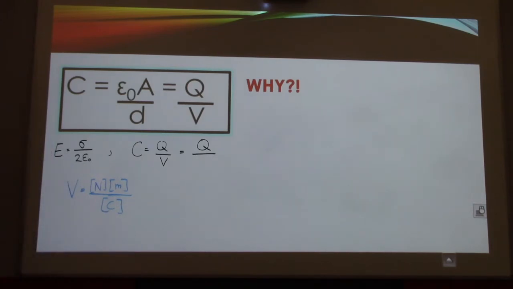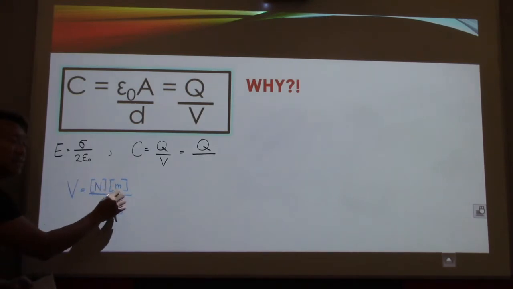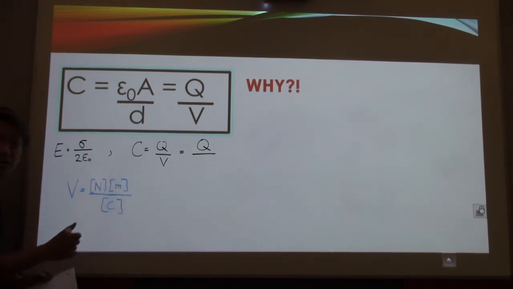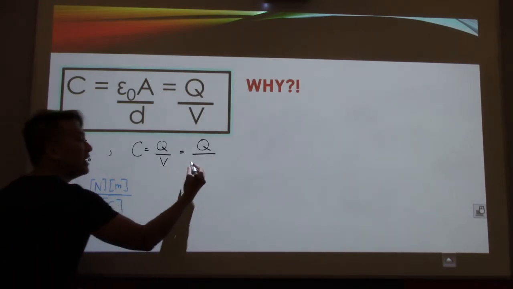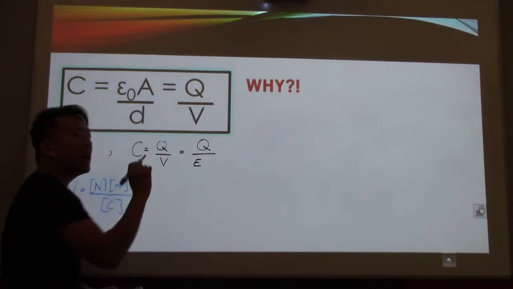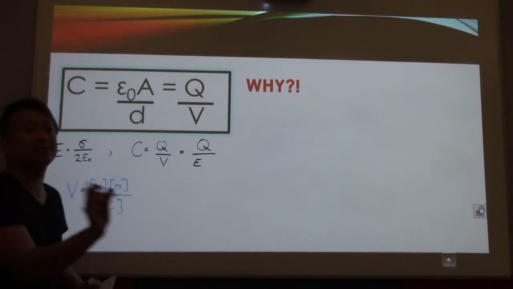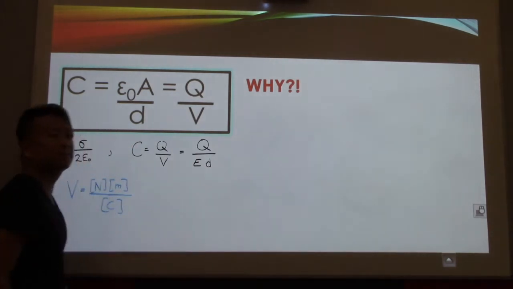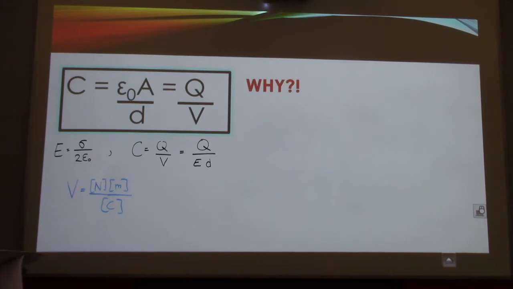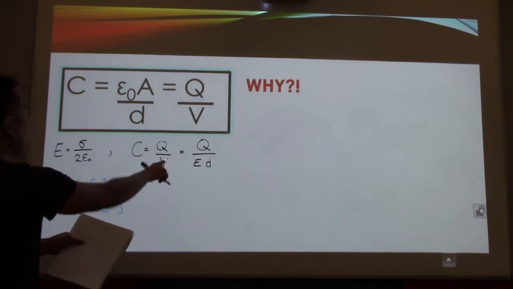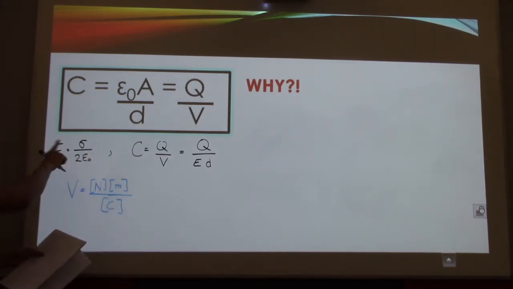Newton meters per coulomb. Remember how I was saying that there's two ways to look at voltage? Newtons per coulomb, force per charge, that is electric field. Electric field times a distance. So, what I'm trying to get at is that voltage is the electric field times the distance between the plates, D. See that? And, let's go further.